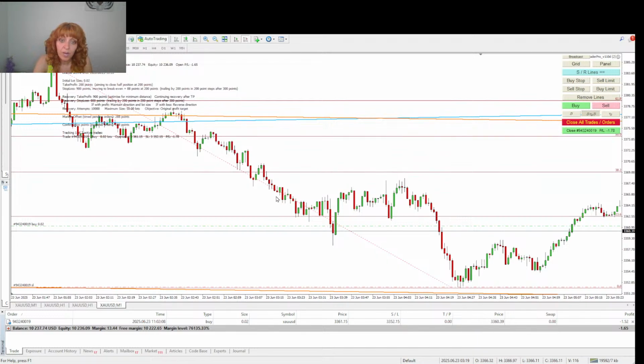Then go further down. This would have been quite a nice one. Drop and then come back with this green candle, probably would be a buy. Here, looking for a possible sell.